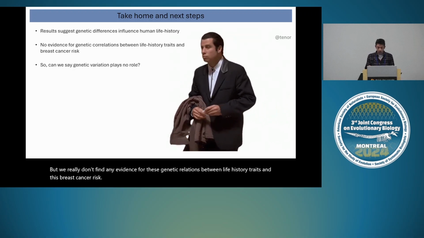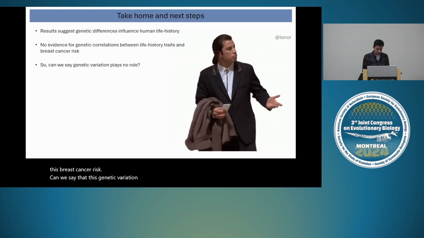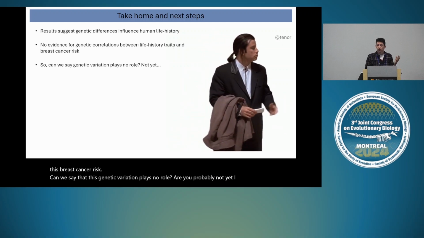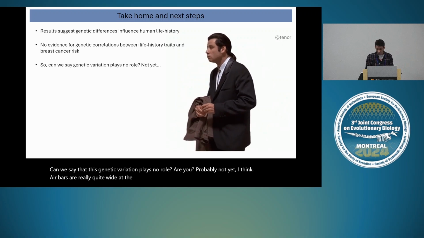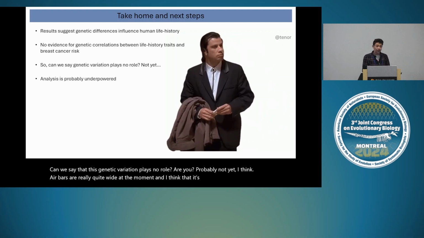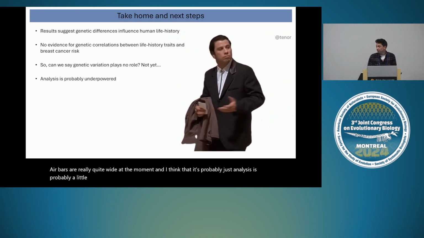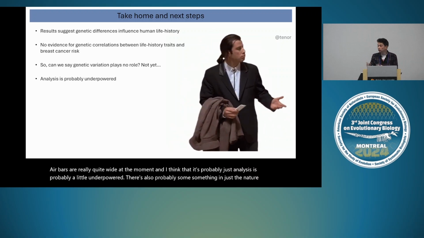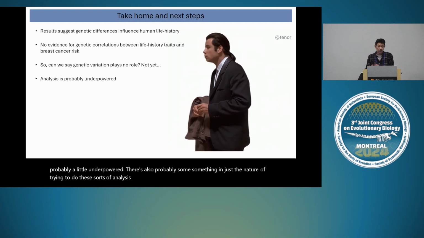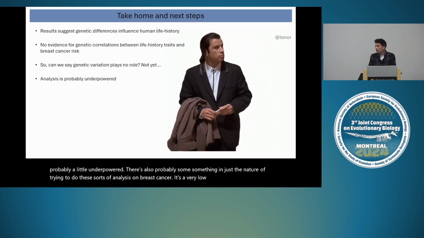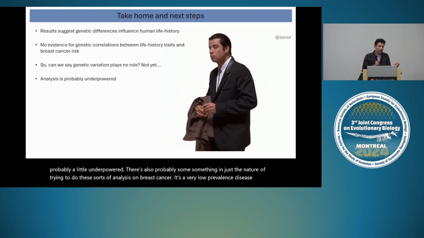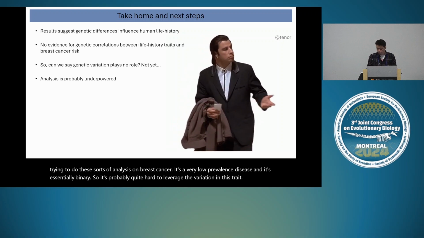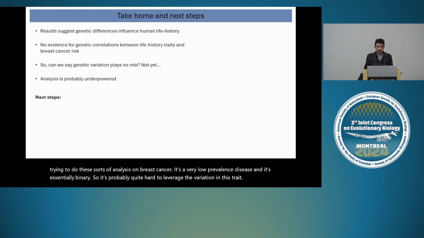Can we say that this genetic variation plays no role? I would argue probably not yet. I think the error bars are really quite wide at the moment, and the analysis is probably a little underpowered. There's also probably something in the nature of trying to do these sorts of analyses on breast cancer. It's a very low prevalence disease, and it's essentially binary, so it's probably quite hard to leverage the variation in this trait. So this is very much an ongoing project.